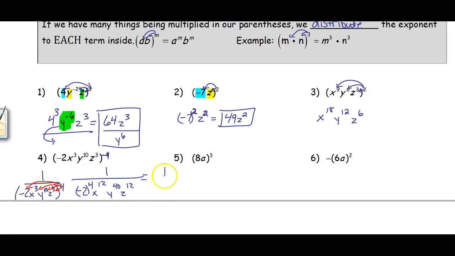Negative 2 to the 4th power is going to be 16. X to the 12 stays, y to the 40 stays, and z to the 12 stays. So your final answer is 1 over 16x to the 12, y to the 40, z to the 12. Okay, go ahead and give number 5 and 6 a try on your own.